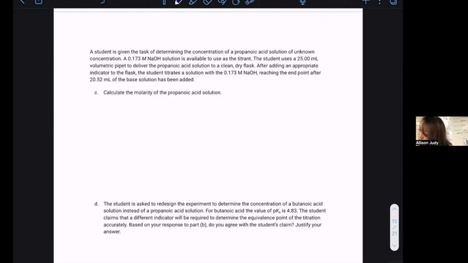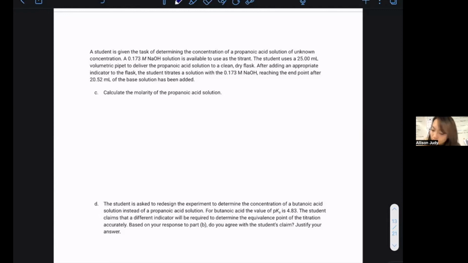After adding an appropriate indicator to the flask, so one whose pH of endpoint parallels the pH of the equivalence point, the student titrates the solution, reaching the endpoint, i.e. equivalence, after 20.52 milliliters of the base has been added. Calculate the molarity of the propanoic acid solution. So in order to calculate the molarity of the propanoic acid, you need to figure out what the moles of NaOH used were, and then how that stoichiometrically reveals the moles of acid neutralized.